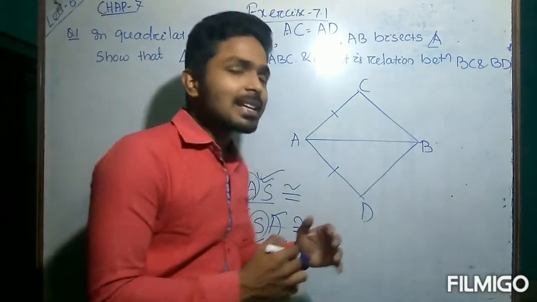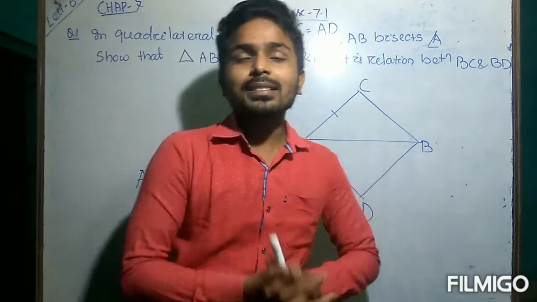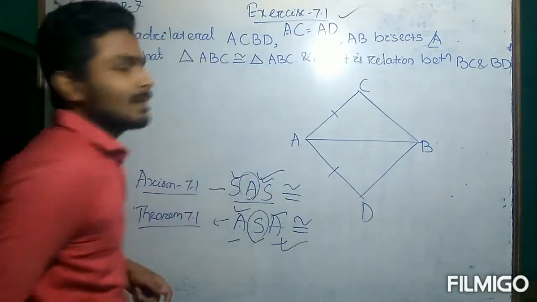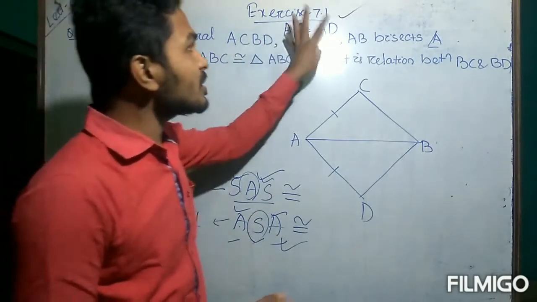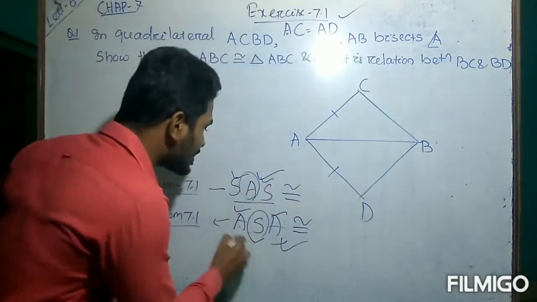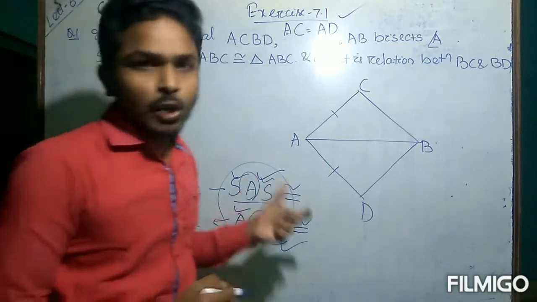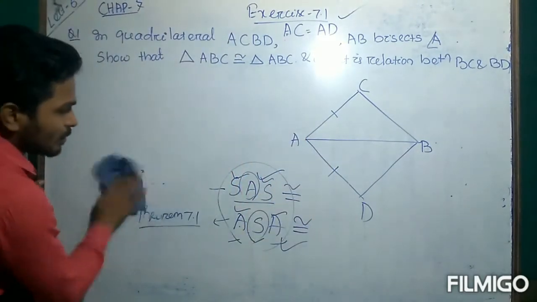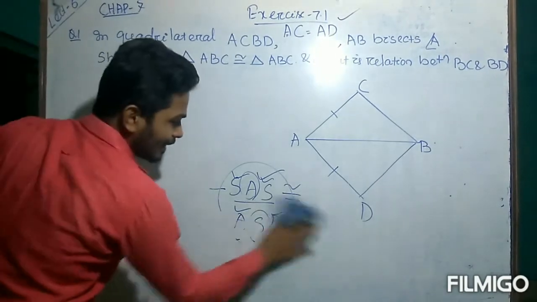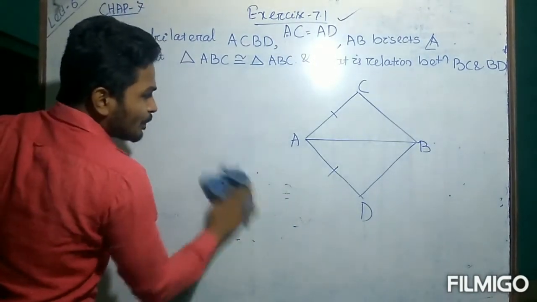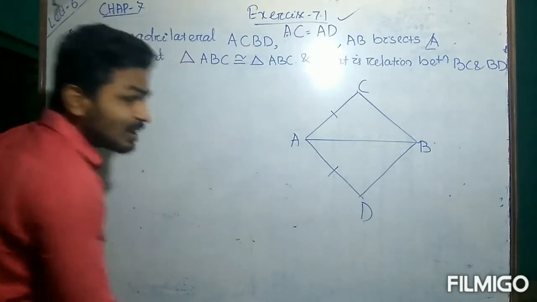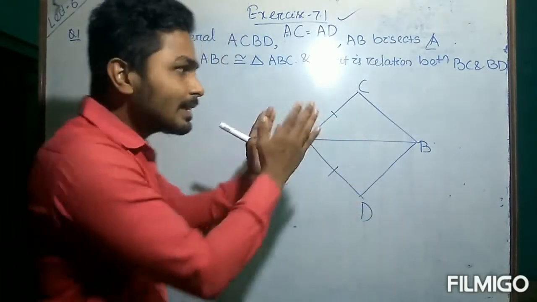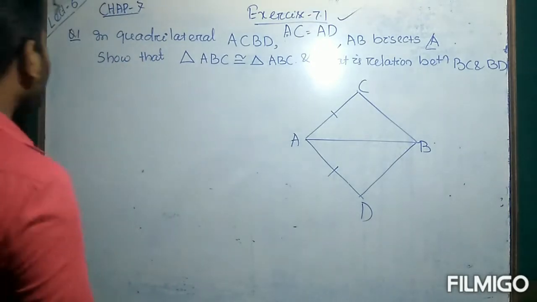So today in this lecture we are going to solve some questions from exercise 7.1. Understood? All the questions from this exercise are based on only these two congruencies. So without wasting time, let us start the first question. We have to first understand the statement, then draw the figure if necessary, then solve. Okay, so let's start reading.